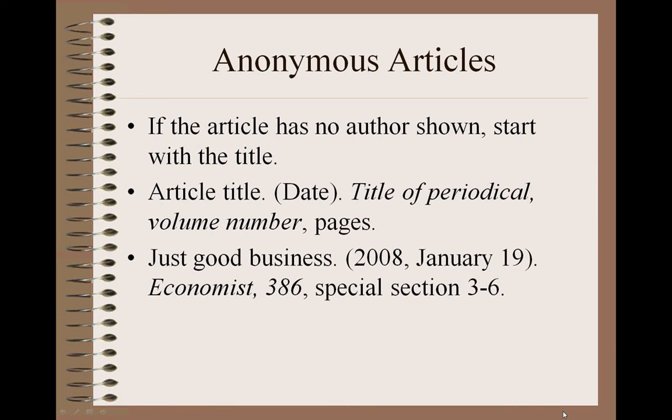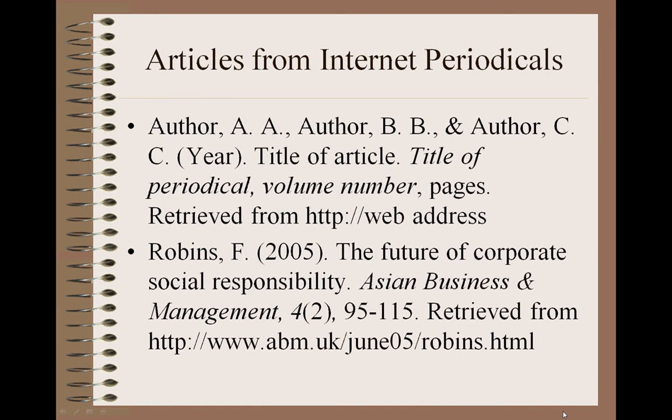And you'll notice here you put the full date, January 19th, because The Economist is a weekly journal, and you don't want someone to have to go through a whole year of journal articles. If you have an article from an internet periodical, one that is published on the internet and not in paper, it is exactly the same as a regular periodical, except you add the web address at the end and you say retrieved from, and you can see the example here.